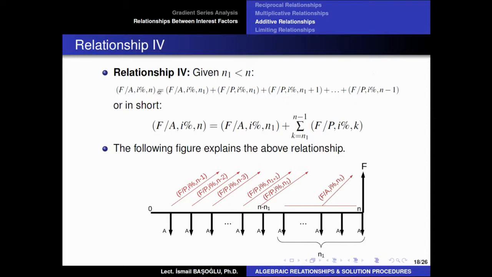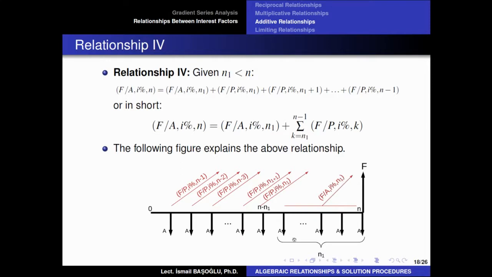So basically, this relationship is described in this picture. Now it says we have a uniform series of payments for n years total, and we would like to calculate the future value of these n years of uniform series. Now we decompose this uniform series into two parts. The first part is the last n1 years of payments, and the second part is the first n minus n1 years. Now the last n1 years is discounted to the future by multiplying a single installment here with a uniform series compound amount factor for n1 years.